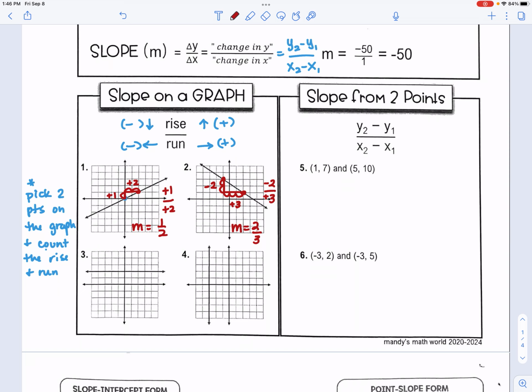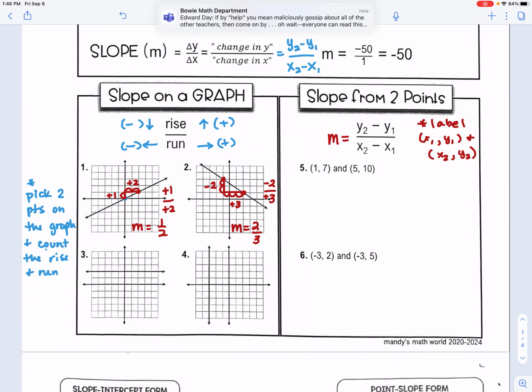Looking at number 5 here, a slope from 2 points. Again, this is our slope formula: y2 minus y1 over x2 minus x1. A nice little thing to remember, label your x1, y1, and x2, y2. That's going to make it easier so you don't make mistakes when you're plugging into your slope formula. So for this first point, 1 and 7, I'm going to label this x1, y1. I'm going to label my second point x2, y2.